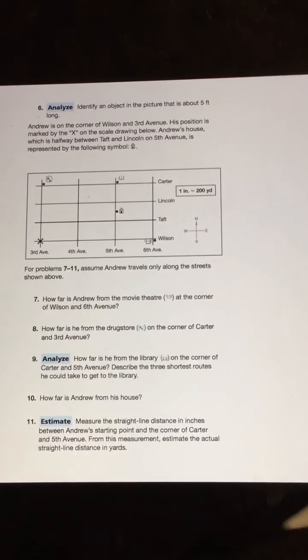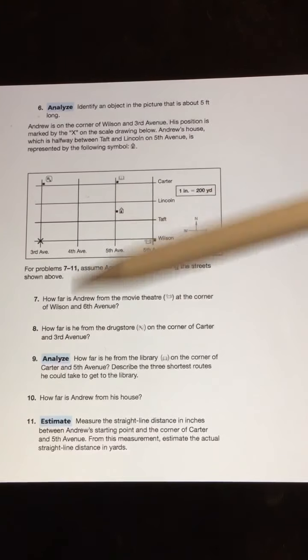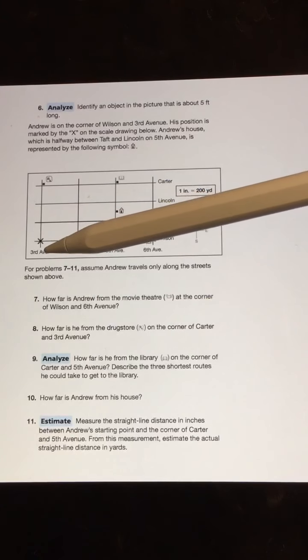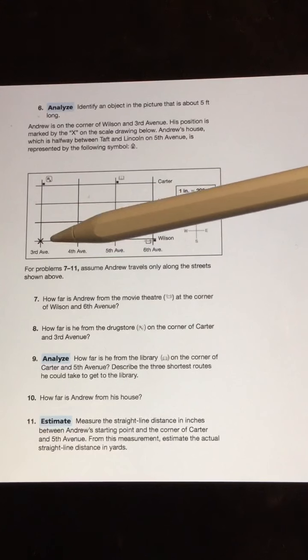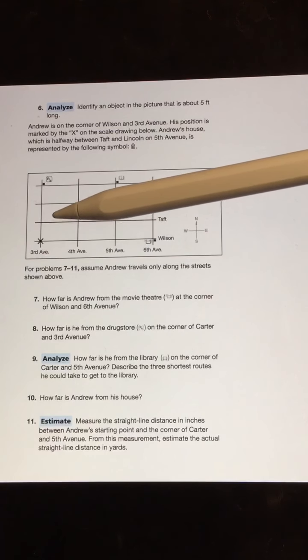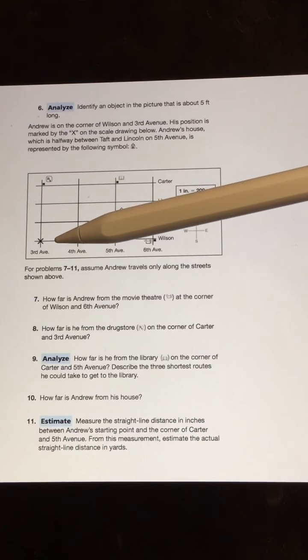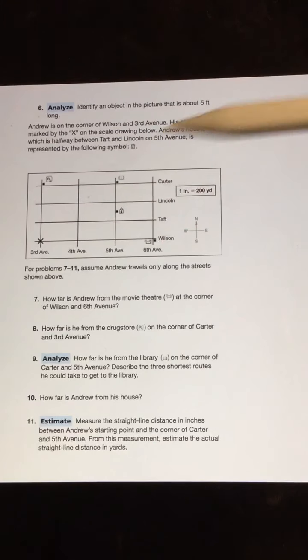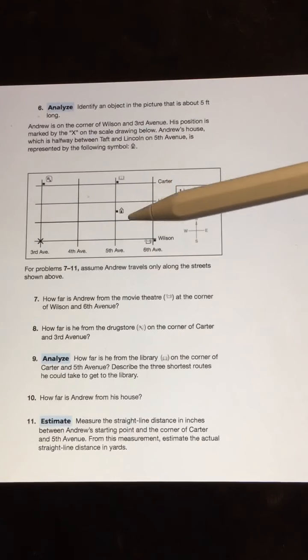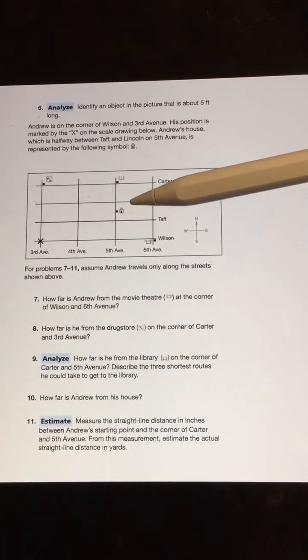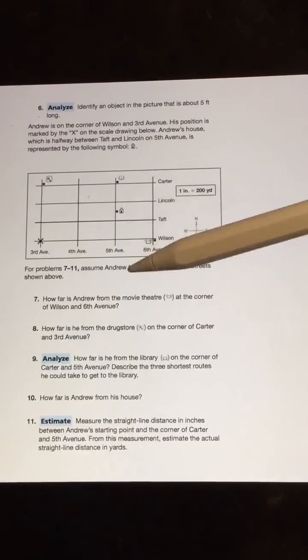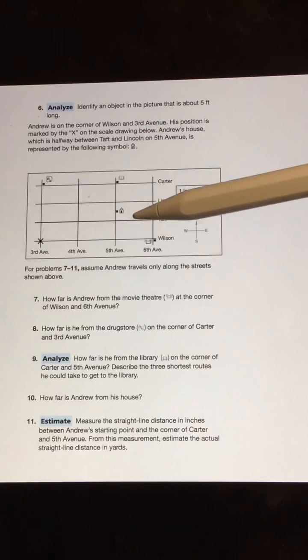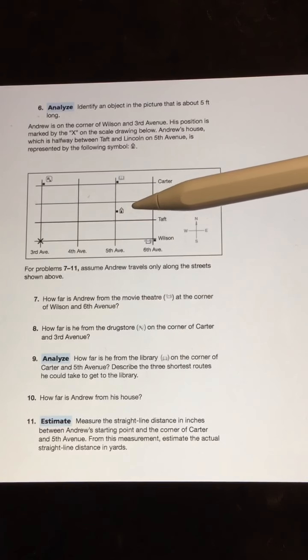All right, our next question is Andrew is on the corner over here. That X marks Andrew. All right, he is on the corner of Wilson and 3rd Avenue. So his position we know is an X. Andrew's house is halfway between Taft and Lincoln on 5th Avenue. Okay, Lincoln, you made it into the book. All right, it is represented by the little house symbol, correct?